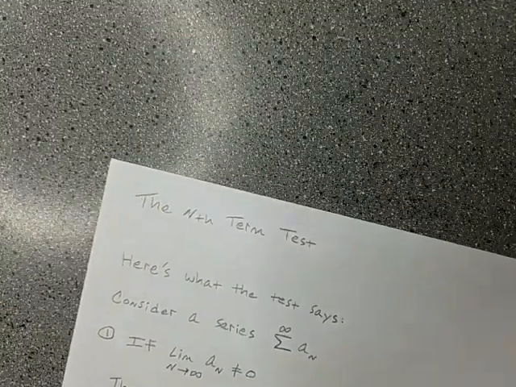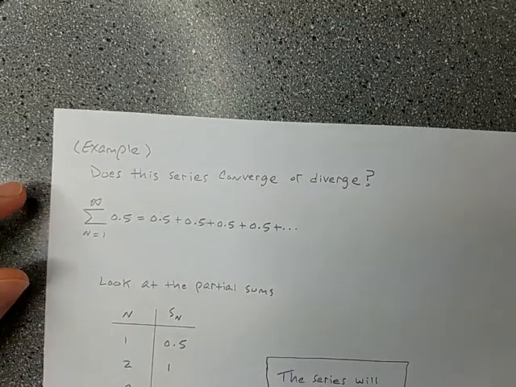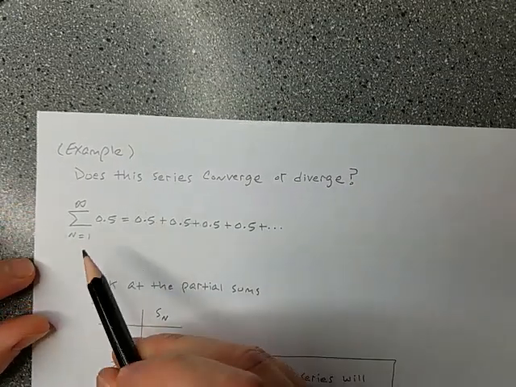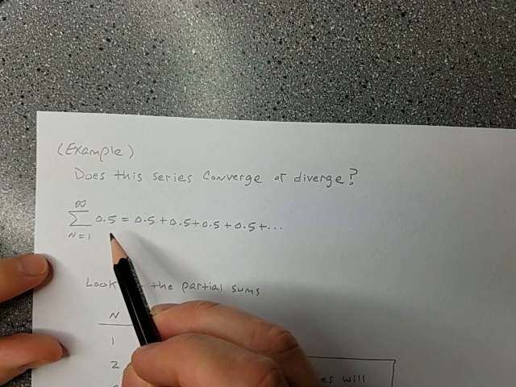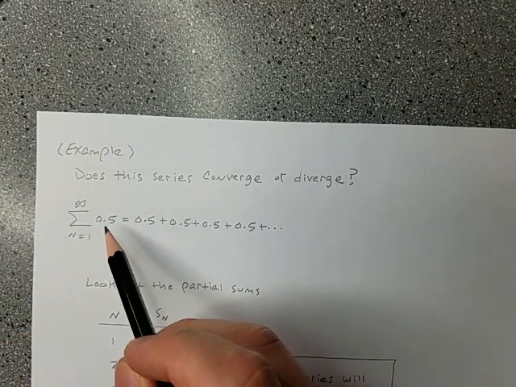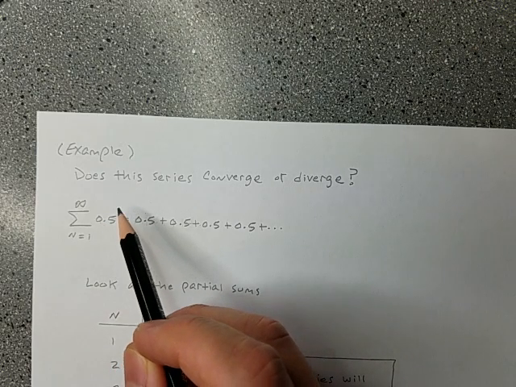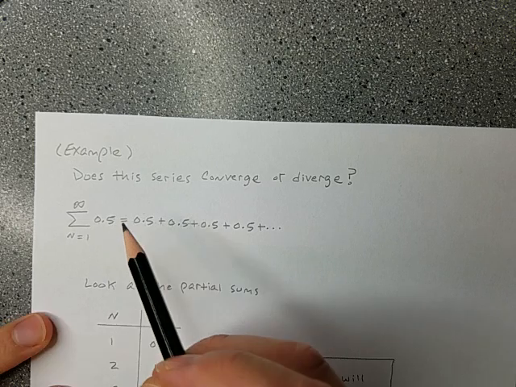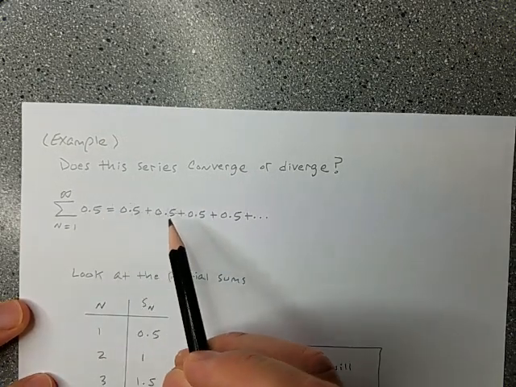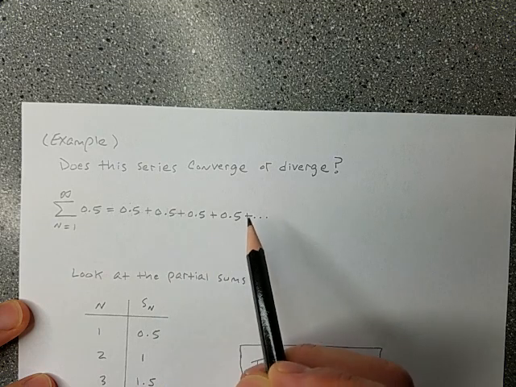So I just want you to think about an example real quick. I don't think it'll be a very difficult example, but I want it to be on your mind. You see this series right here, the sum from 1 to infinity of 0.5. Notice there's no n in there. It doesn't say 0.5 to the n power. It doesn't say 0.5 times n. 0.5 is just a constant. What it means is every term of this series is 0.5: 0.5 plus 0.5 plus 0.5 plus 0.5.